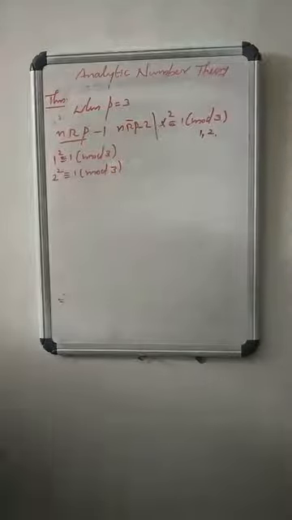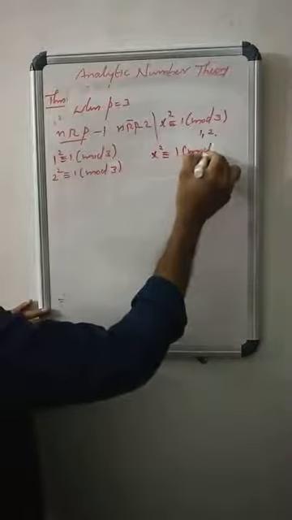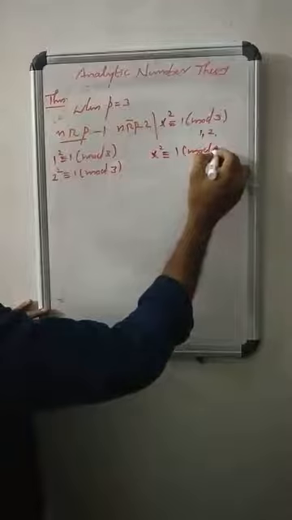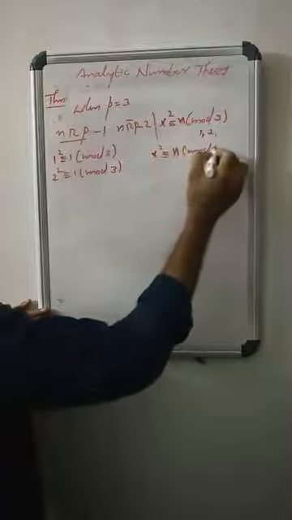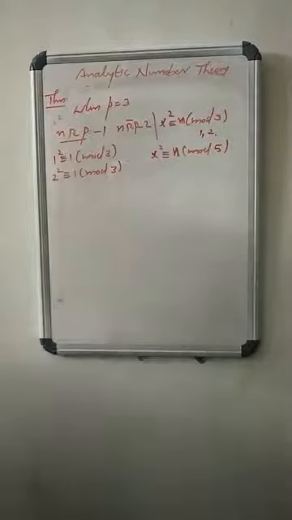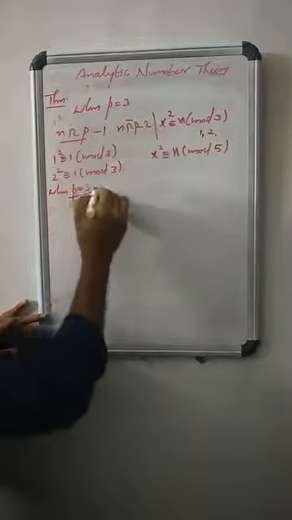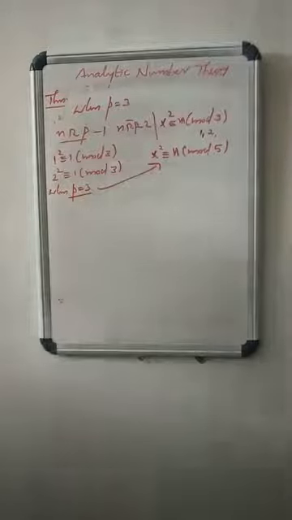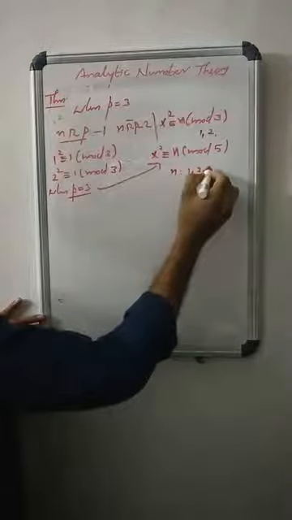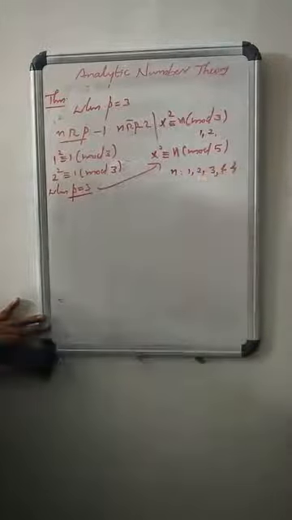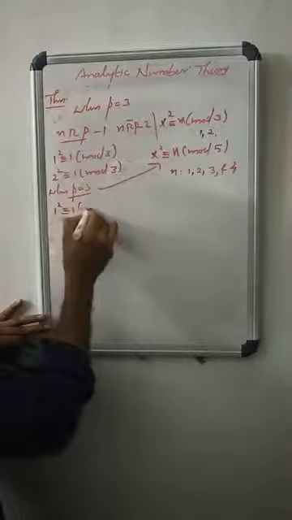Okay. Consider another odd prime, when p equals 5, x squared congruent to n mod 5. So here n takes the values 1, 2, 3 and 4. Again from here, 1 squared is congruent to 1 mod 5.